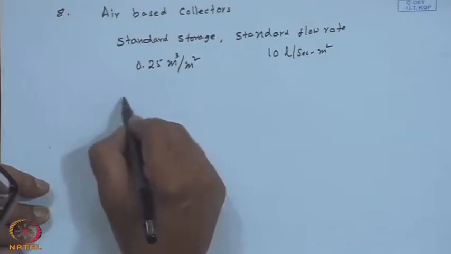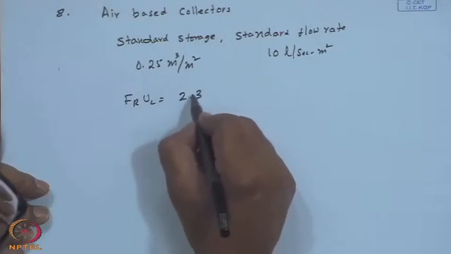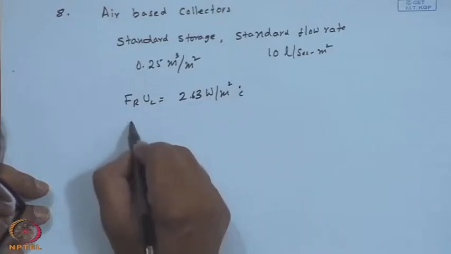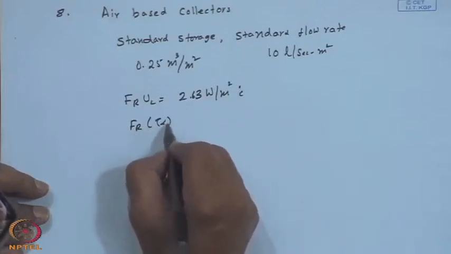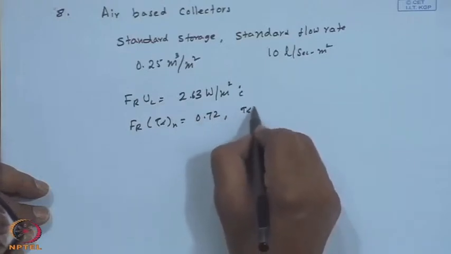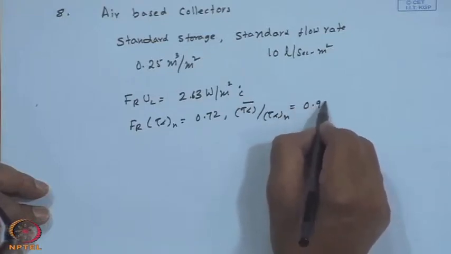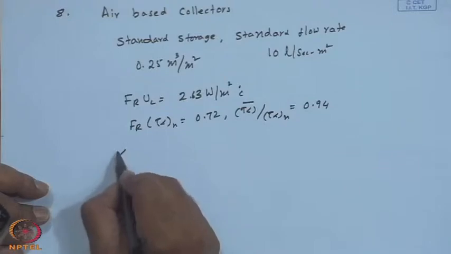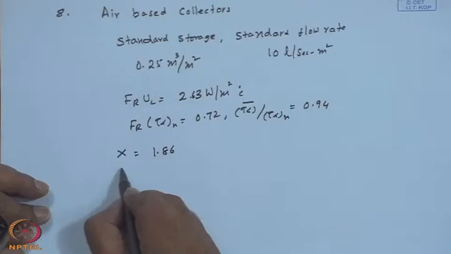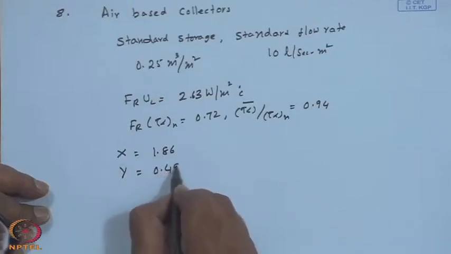X and y do not change. Of course, it is also given FRUL is same, 2.63 watts per meter square degree C. FR tau alpha normal is 0.72 and tau alpha bar by tau alpha normal is 0.94, and which were then x is 1.86, the previous number uncorrected because these are standard storage and standard flow rates. Y is equal to 0.495.